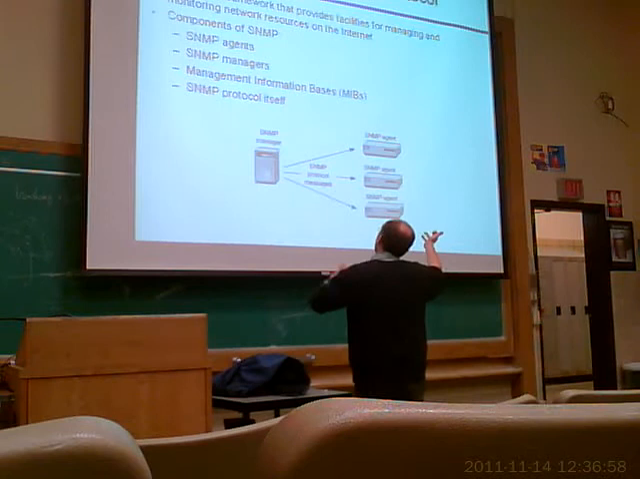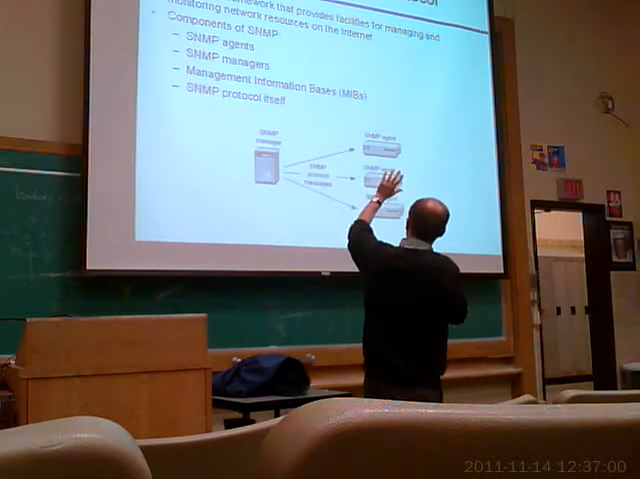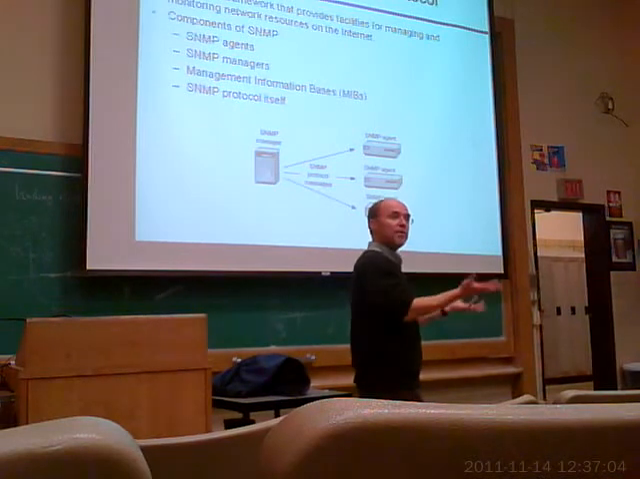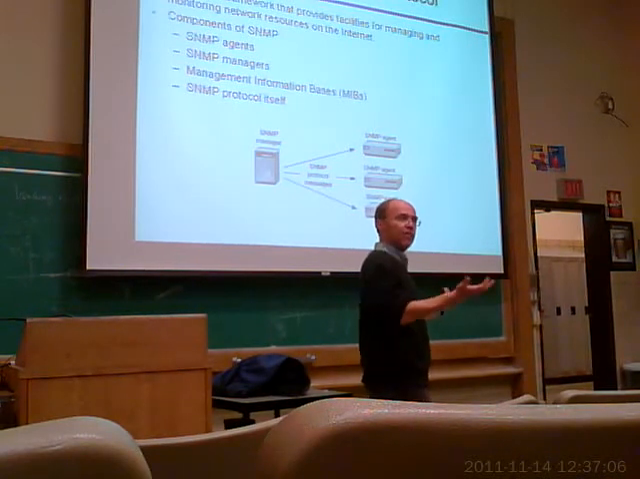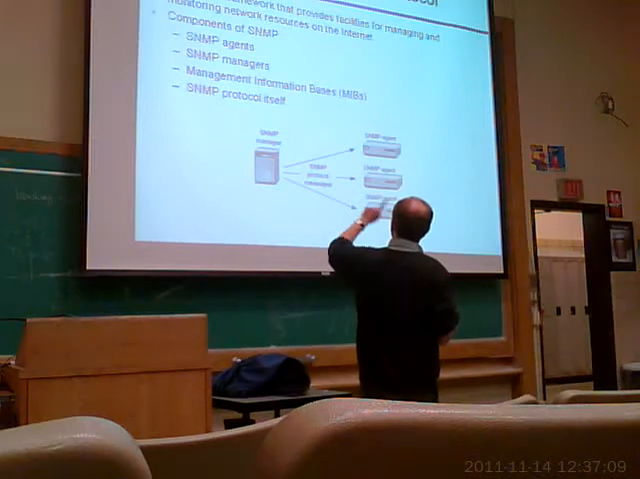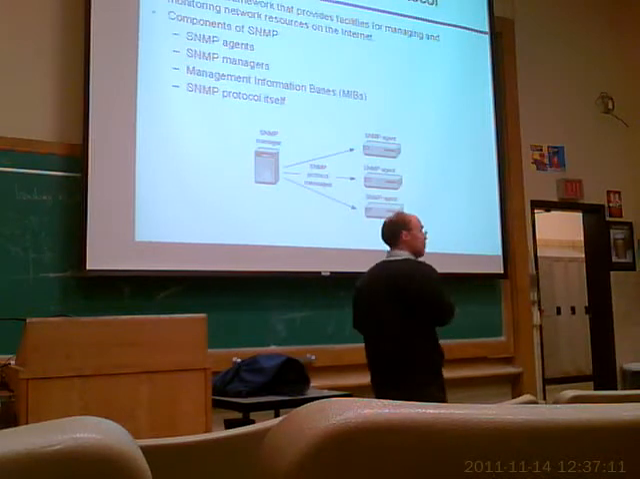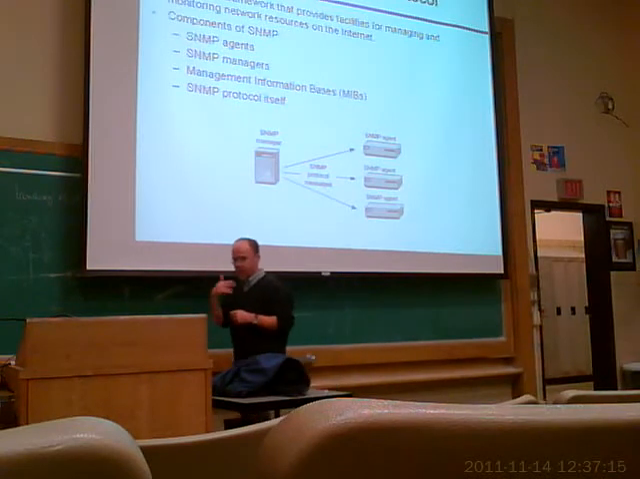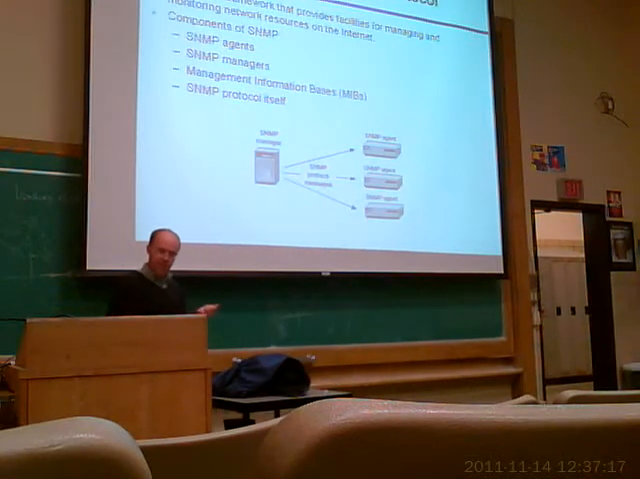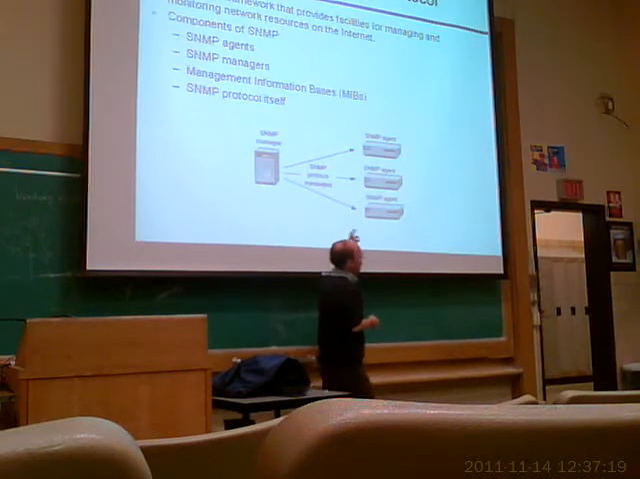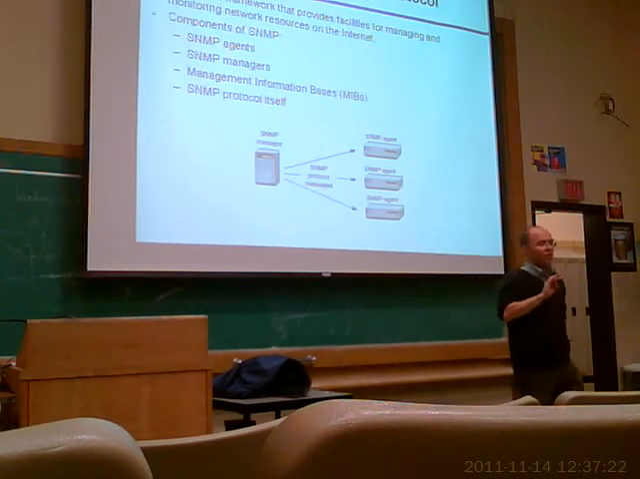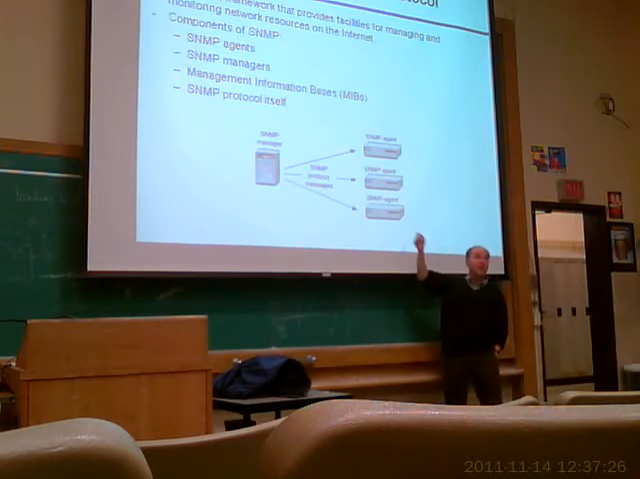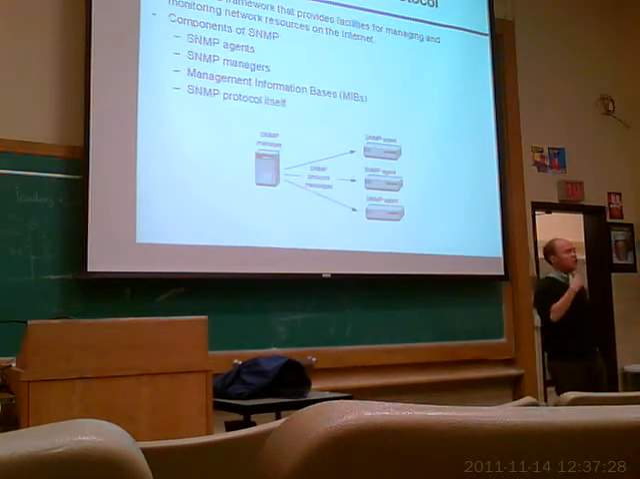So these are the components of SNMP: the manager part, the agent part, then the description of what data can be queried, that's the MIB, and then the SNMP protocol itself, which defines the queries that the manager sends and the structure of the responses.